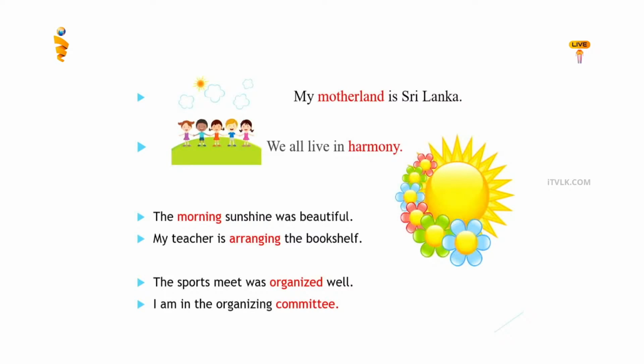Then the next word that I chose is arranging. The teacher is arranging the bookshelf. You can say, I'm arranging my room during the holidays. I'm arranging my cupboard. You can come out with various sentences, children. The next word is organized. It's in the past tense, so I have used organized. The sports meet was organized well. The next word is committee. I'm in the organizing committee.